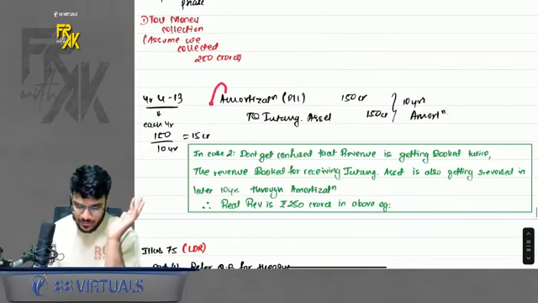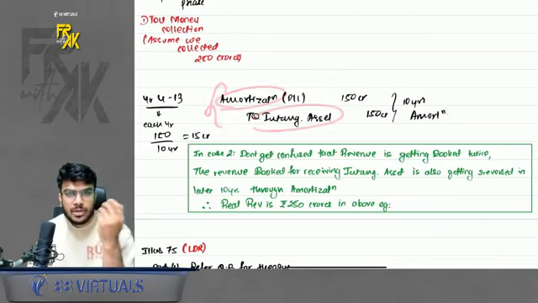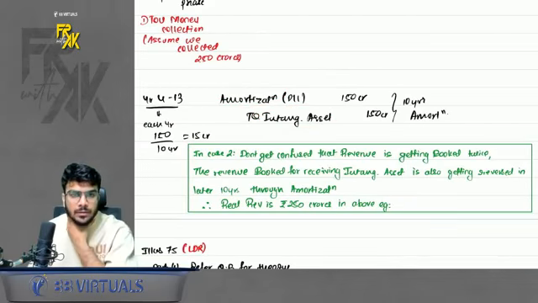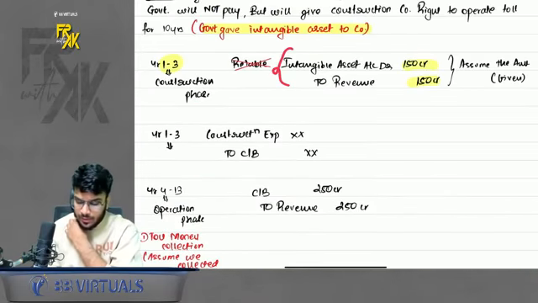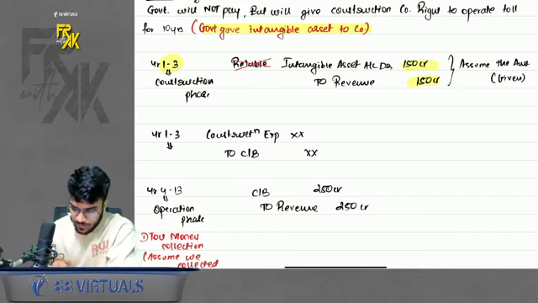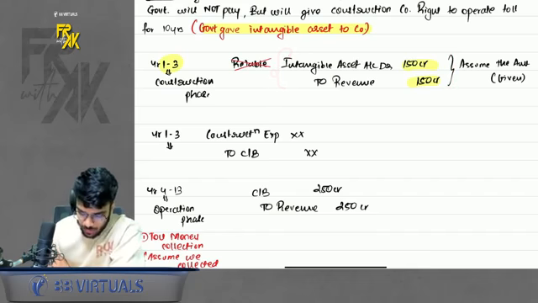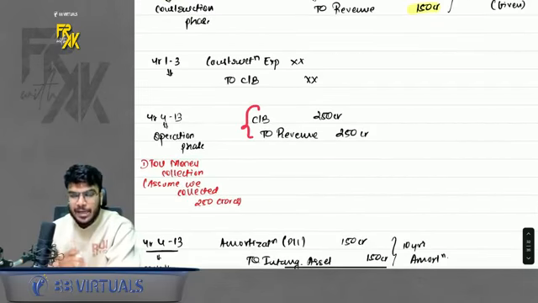So you need to amortize the license also. Amortization to intangible asset 150, 150, simple. Okay. Don't get confused by one thing that you might say: sir, revenue is getting booked twice. You are booking the revenue for intangible also. You are booking the revenue for toll collection also. It is not getting booked twice.